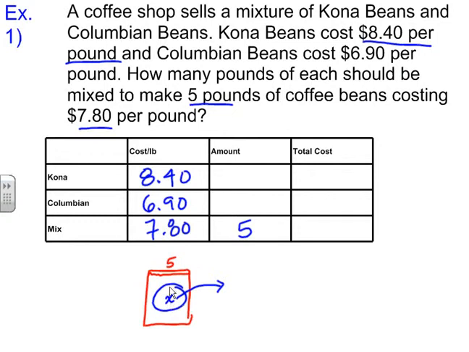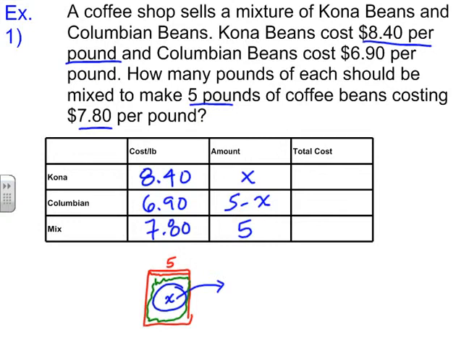So we're going to say that a part of this 5 is X, and where it says Kona beans, I'm going to put an X there. Now, where it says Colombian beans, it's going to be whatever is left over. All of this part here is going to be the Colombian beans. So basically it's going to be 5 take away X. That's what I'm going to write down. That's where all of these numbers come from in the paragraph.